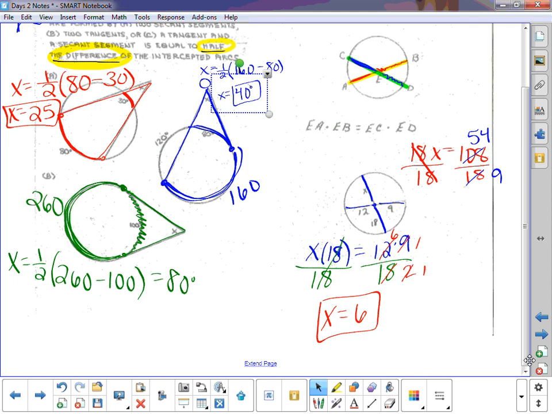Because it's not saying that AE plus EB equals those. We're saying that the pieces multiply. So essentially they're proportional. The pieces are proportional. Other questions with this? Alright.